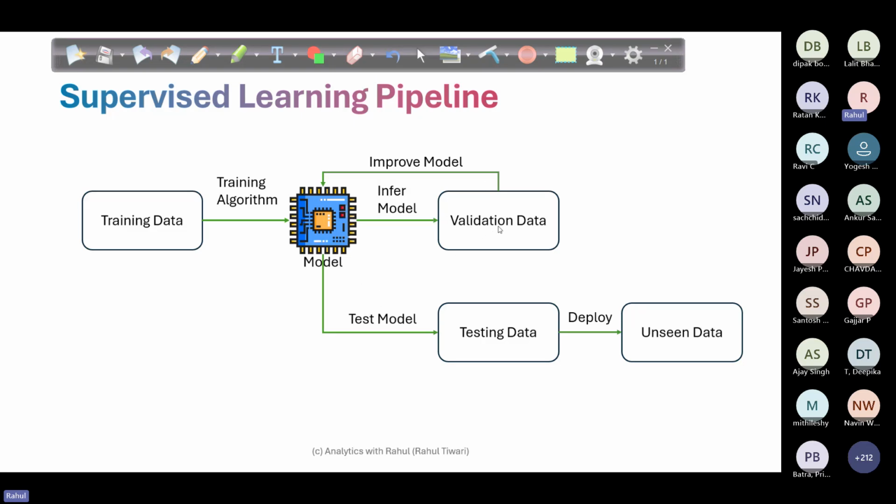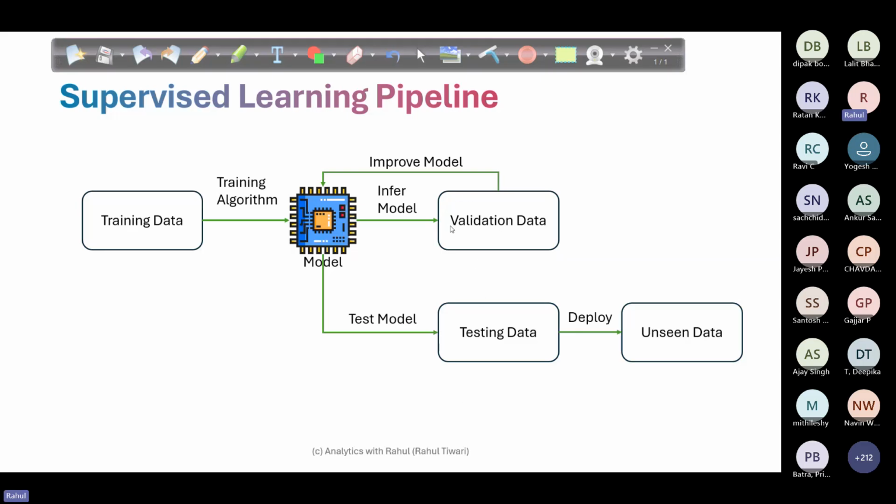That is what the validation data will do. If it is not doing a good prediction, I will go and improve the model. And again, I will check the accuracy, whether things are fine or not. Once this cycle completes, and I am very sure that the model I am creating is doing a good prediction, I will use this model on the third set of data, that is your testing data. I'll test my model and check the accuracy.